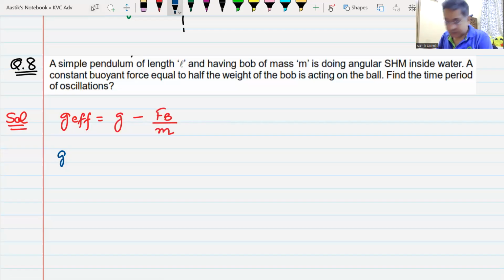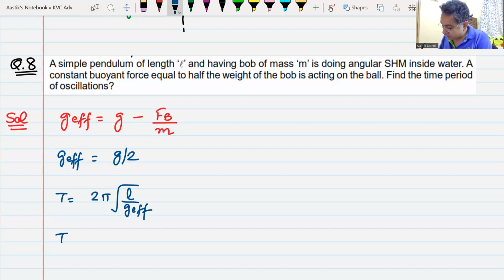So I get the value of G effective. I put the values and I get it as G by 2. Now I can write the time period is 2 pi root over L by G effective. That is the answer, 2 pi root over 2L by G.